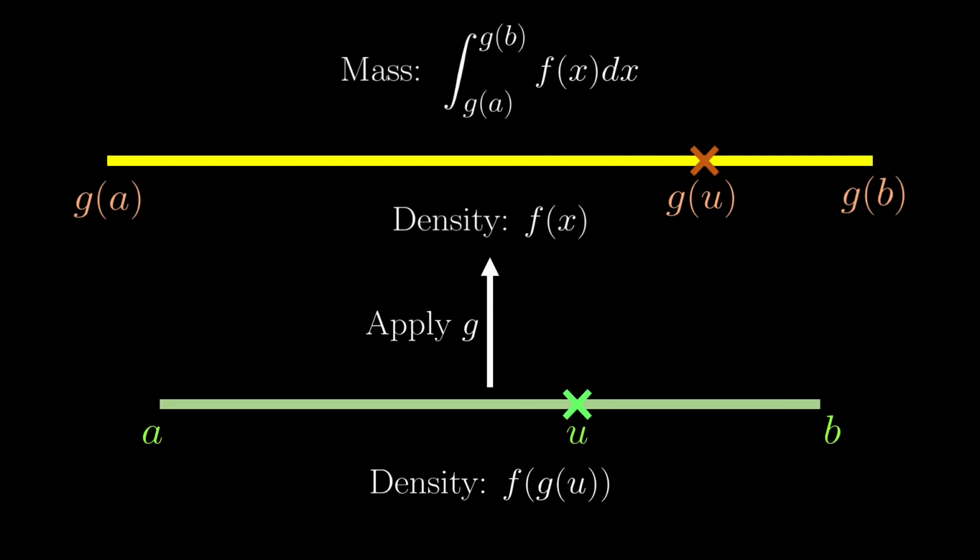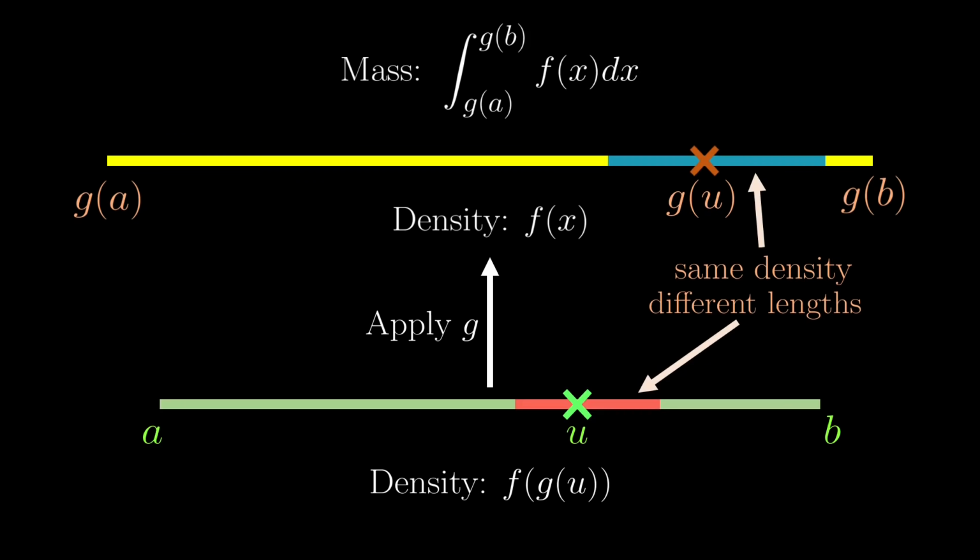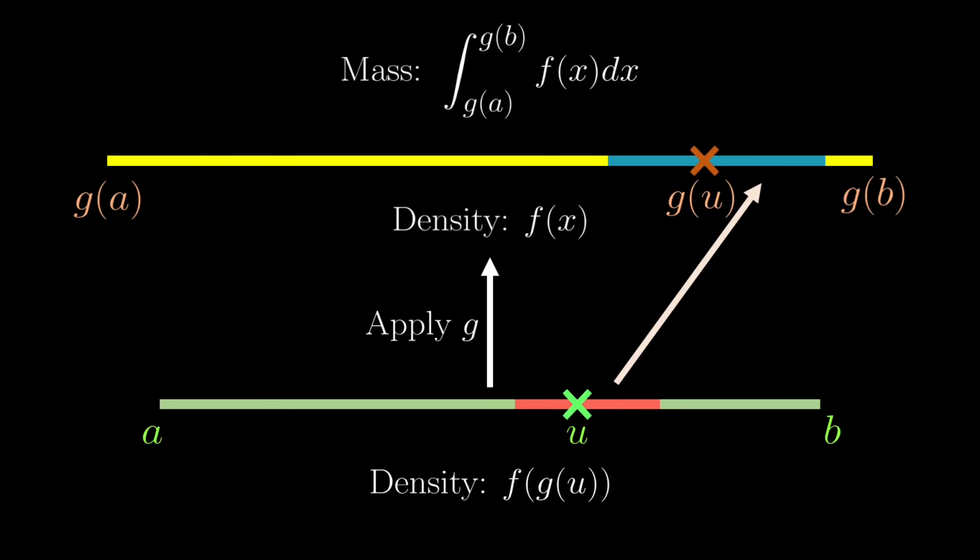but here's the trick. We always chop the rod into smaller pieces to find the mass, but let's focus on the one containing the point u. It's mapped to some little rod containing g of u. These two little rods have the same density f of g of u, but different lengths. How different are they? The scale factor induced by g near the point u is precisely g prime of u, so the length of the little rod is scaled by this factor.